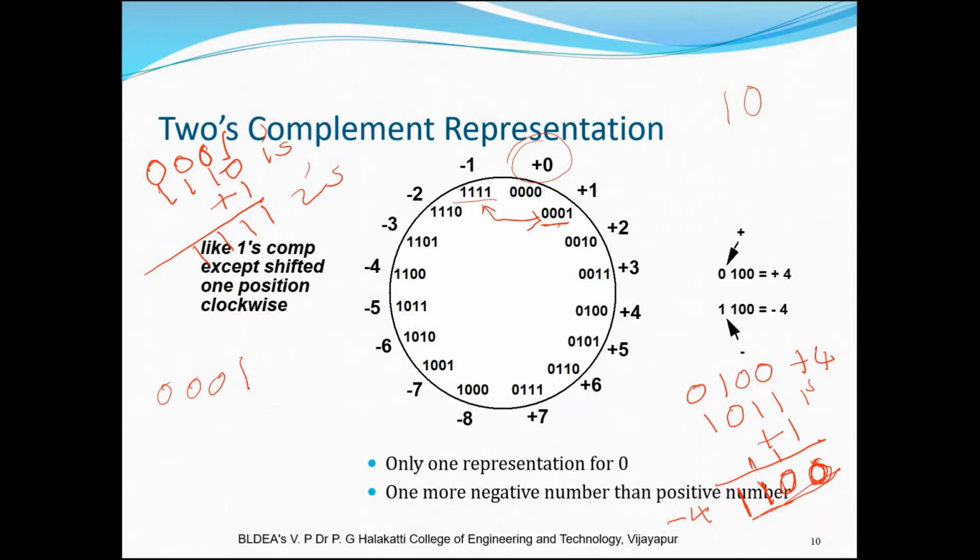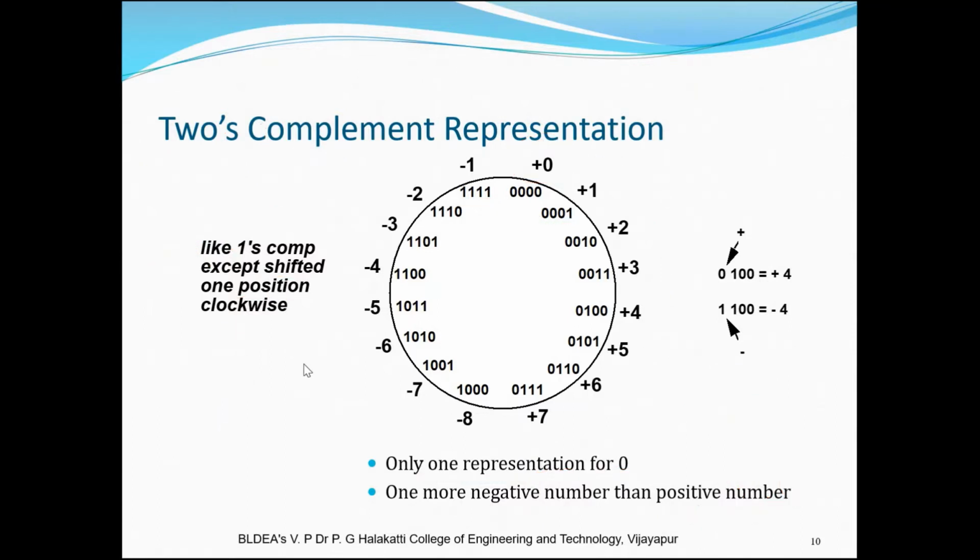Right. So we said 1's complement is the same, except it is shifted by one position if I go clockwise. So if we go clockwise, it will be shifted by 1 bit position. Now, as I told you, only one representation for 0 is there. One more negative number than positive number is there.